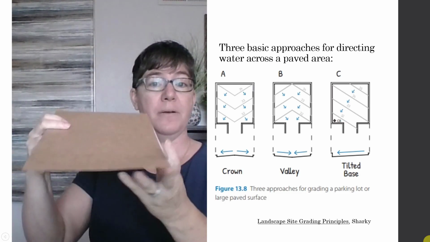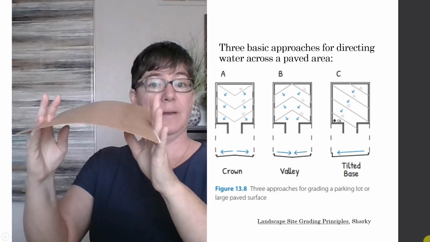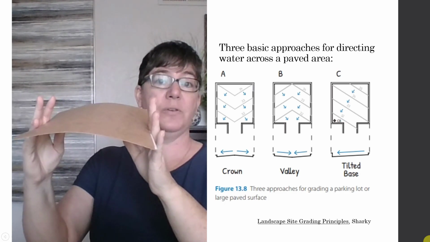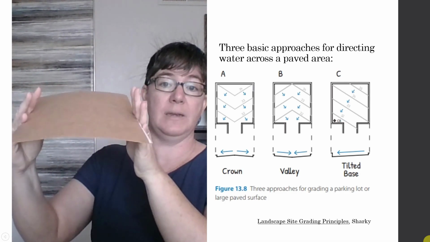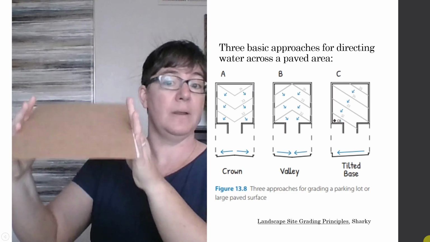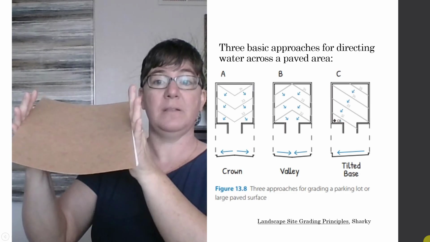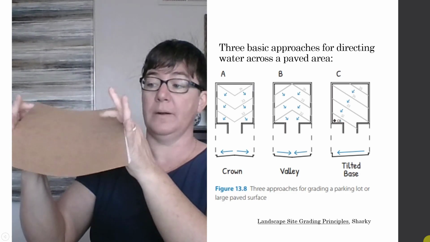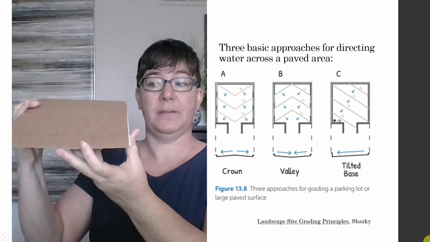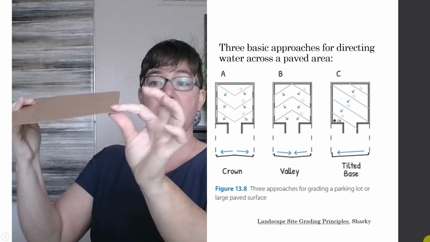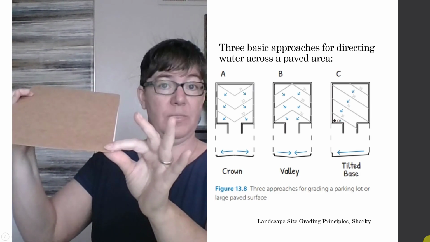A crown is when you have a higher point along the middle, and the water is going to sheet off towards the edges. And notice that your sloped surface is also sloped in this direction in addition to that curve. A valley is when your sloped surface is bent in this direction, directing the water to kind of a central stream. And finally, the tilted base is when your sloped surface is also tilted in the other direction and has one corner lower than the rest.